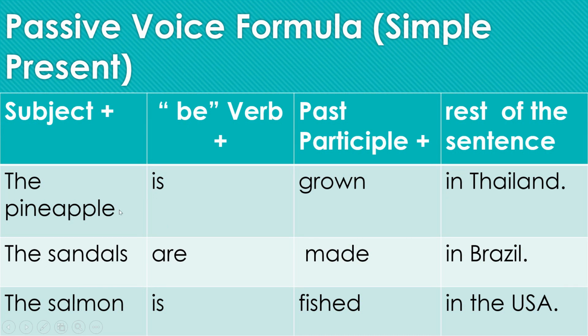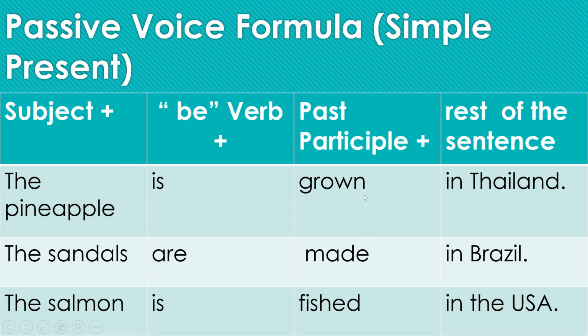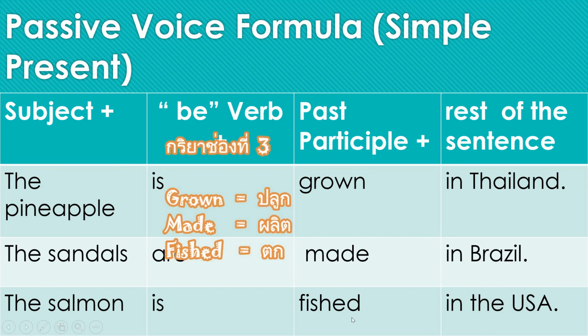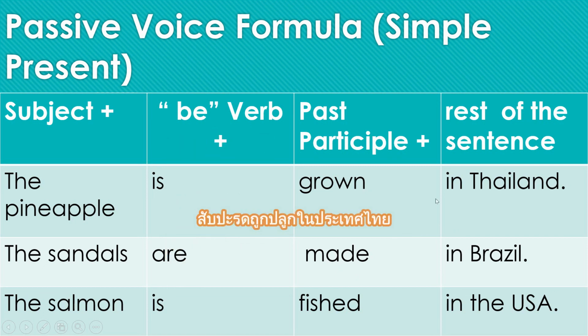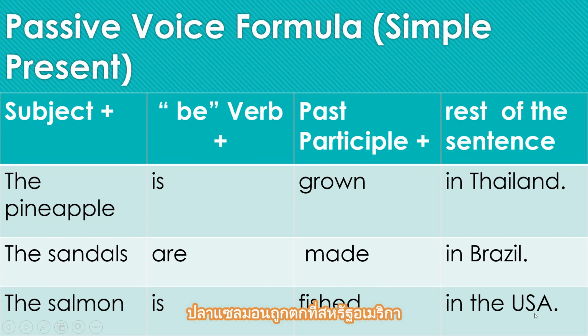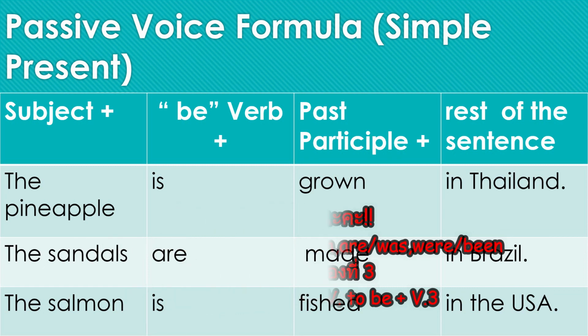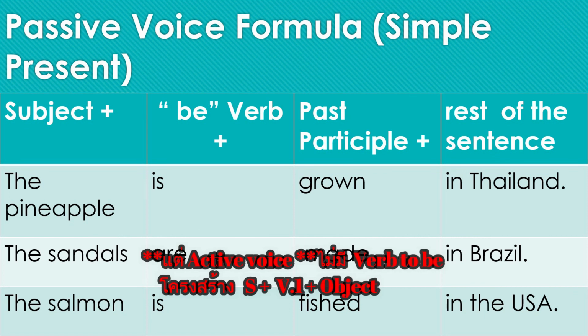Okay. So you look at here, the pineapple is. We use is because pineapple is only one. Here we have the sandals are because sandals is plural. The salmon is because it's only one. Okay. Next we have the past participles grown, made, and fished. Alright, so these are the examples. So let's read. The pineapple is grown in Thailand. The sandals are made in Brazil. The salmon is fished in the USA. Okay, so take note, in passive voice, there is verb to be and then past participle. In active voice, there is no verb to be.